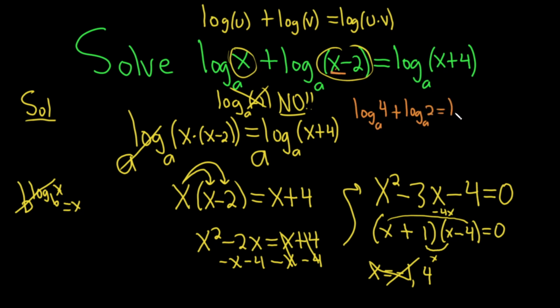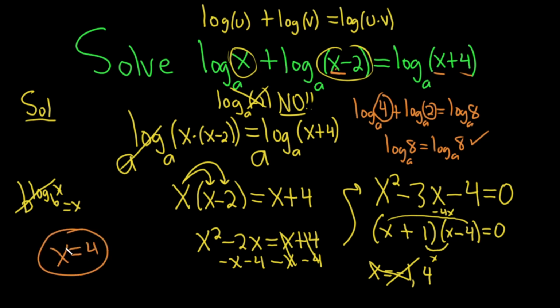And this should be equal to log of 4 plus 4, which is 8, right? Because x is 4. And here we use the product rule, log base a. 4 times 2 is 8. And that's equal to log base a of 8. So everything looks okay. So the answer to this equation is x equals 4.